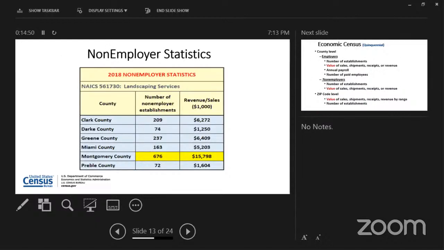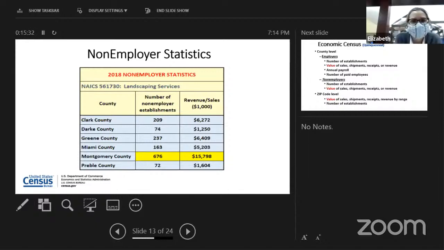Similar to what I did with County Business Patterns, here's non-employer statistics. I pulled the data for the 6 counties in Southwest Ohio. And you can see by the population size, Montgomery County naturally has the most, 676 sole proprietorship landscaping businesses, and they make almost 16 million in revenue. And again, Preble and Darke County are the lowest at 72 and 74 landscaping businesses with no employees.